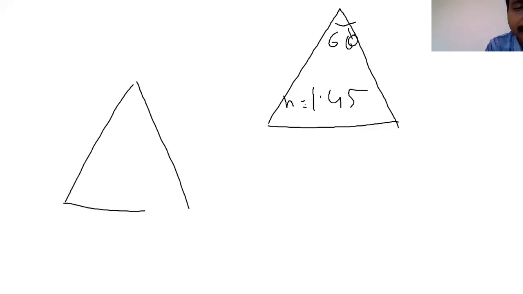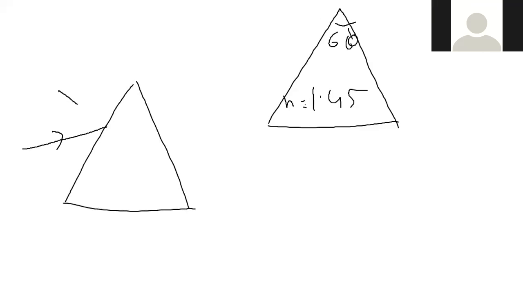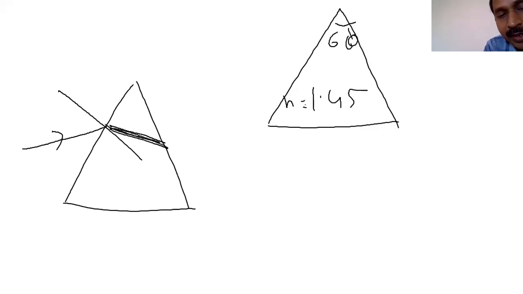So this prism, the first light ray falls somewhere here. We don't know how it's falling. But anyway, it's going from rarer to denser, so it bends towards the normal. And they say on falling on the second surface, what happened, Kevin?